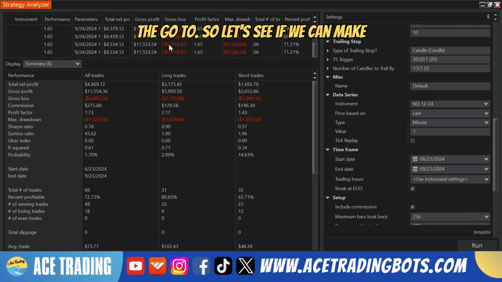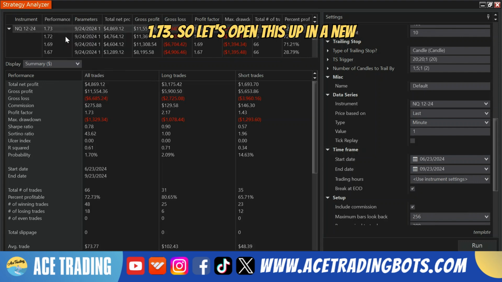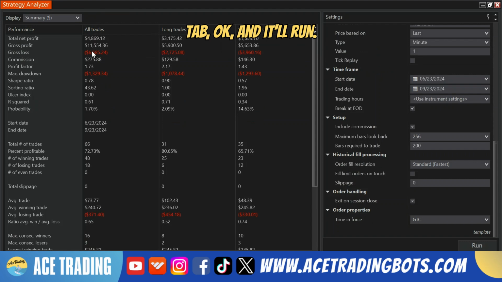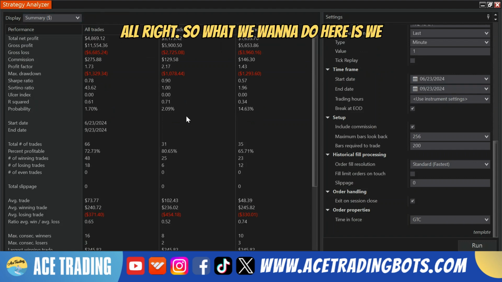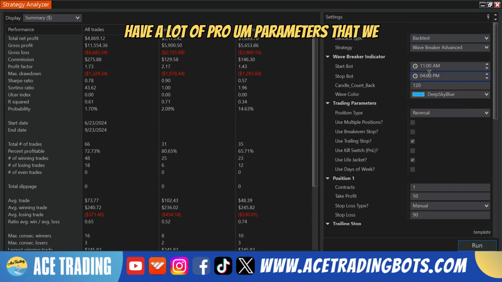So let's see if we can make this a bit better by modifying some of these parameters and improving this 1.73. So let's open this up in a new tab. Okay, and it'll run. All right, so what we want to do here is dig deeper. We have a lot of pro parameters that we can use. These are pro level parameters. These aren't for your basic traders. These are for traders that know what they're doing.